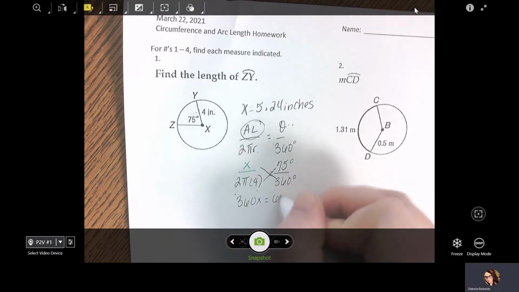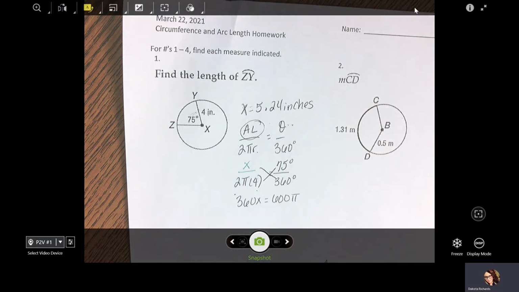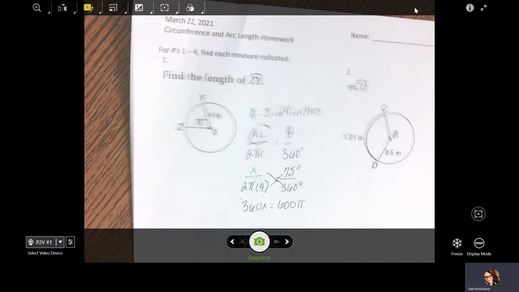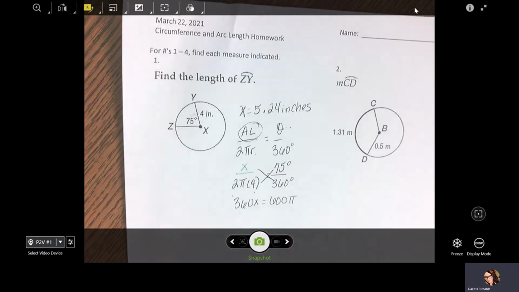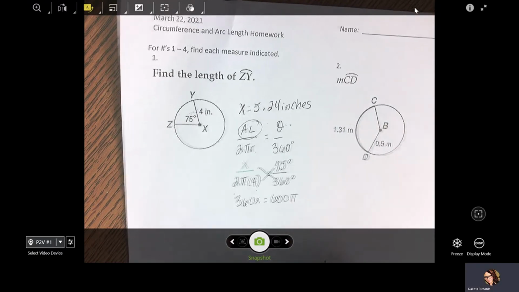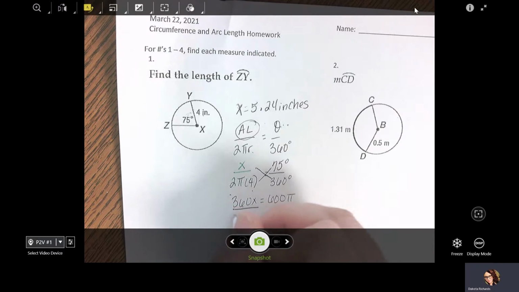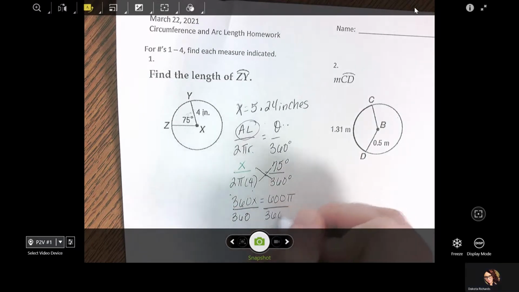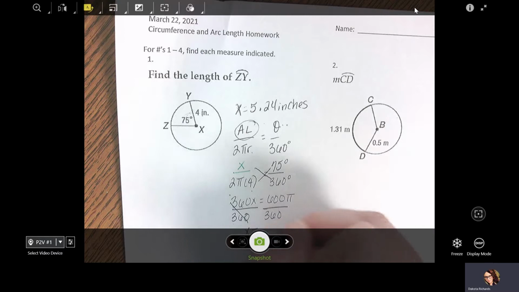And that's 600 pi. Leave everything in terms of pi until you are completely done, especially for the coloring activity we do. You're going to have to leave pi in your answer. Now, to get x by itself, you just divide by 360, and you get x equals 5.24 inches.